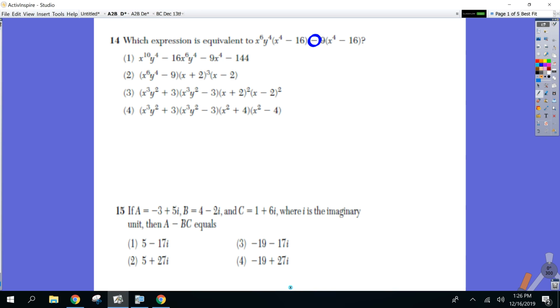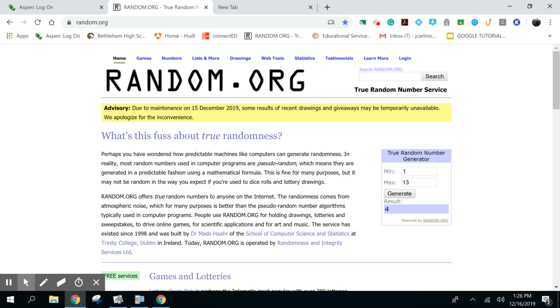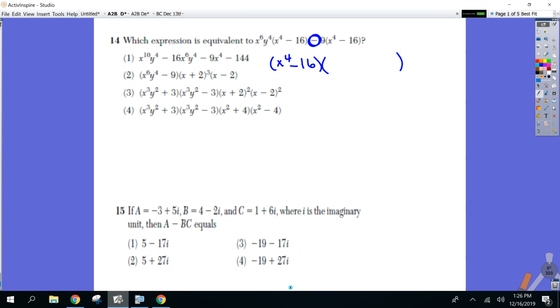So pull x to the fourth minus 16 out right now from both sides, the left and the right, and I want to know what you are left with. All right, so pull it from the left side. What's left? Pull it from the right side. Let's start this off with lucky number 4. I pull out the x to the fourth minus 16 from the left. What's left? Great job. And then I pull it out from the right.